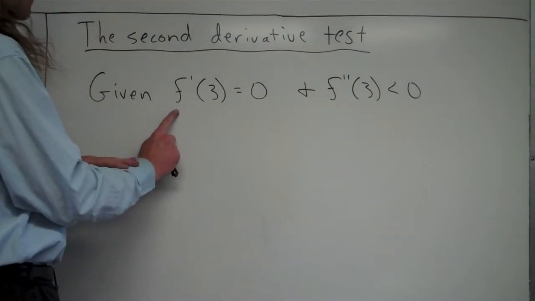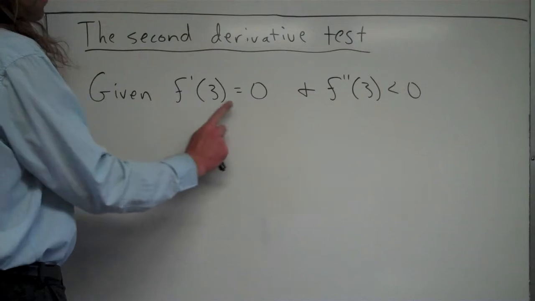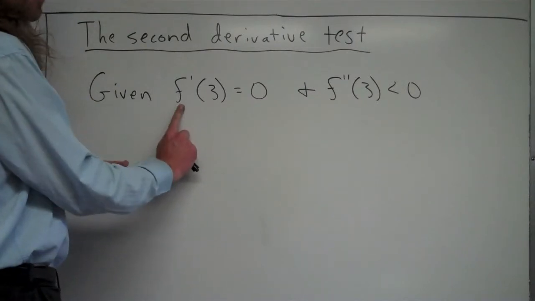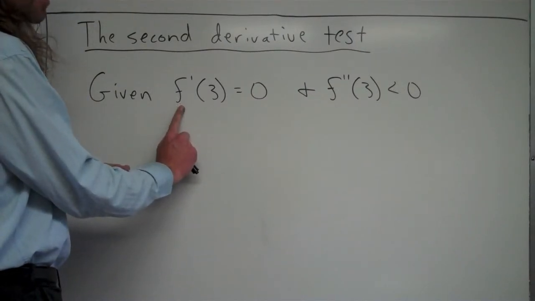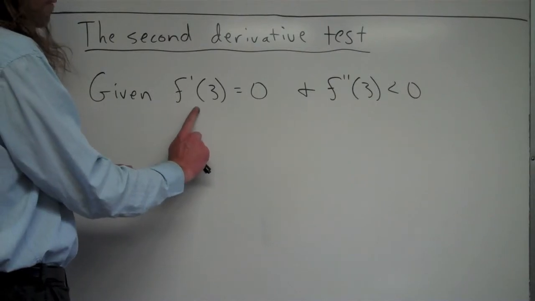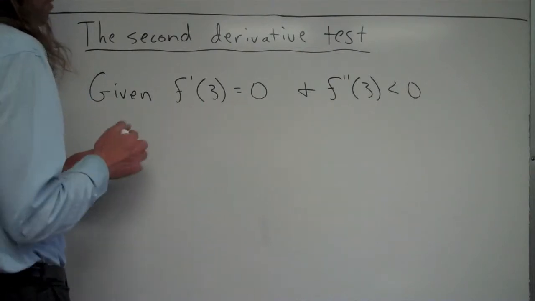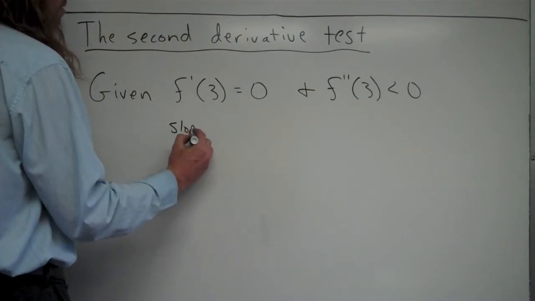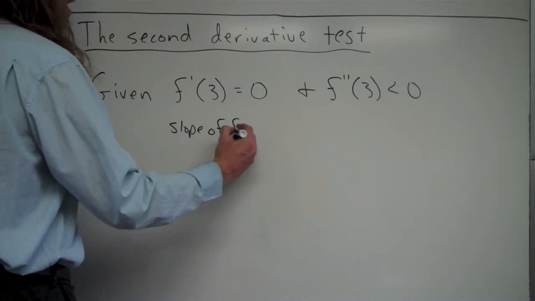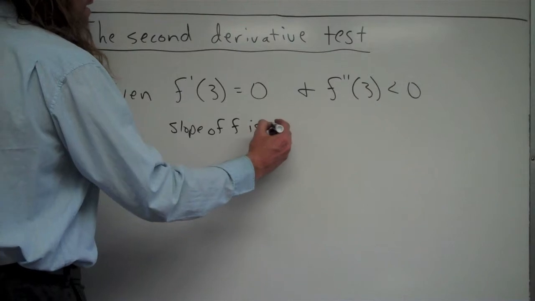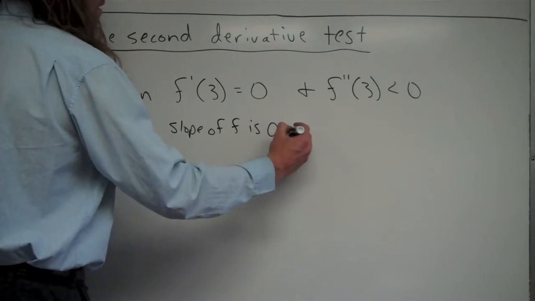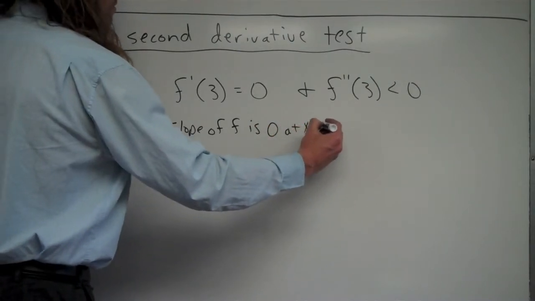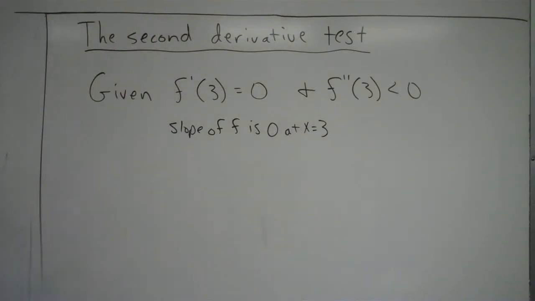So what we know here is that f prime of 3 is equal to 0. F prime is the derivative, which tells us about slope. So we know that the slope of f is 0 at x equals 3. Again, this tells us that the slope of the graph of f is 0 at x equals 3. Okay? So that's what that is telling us.